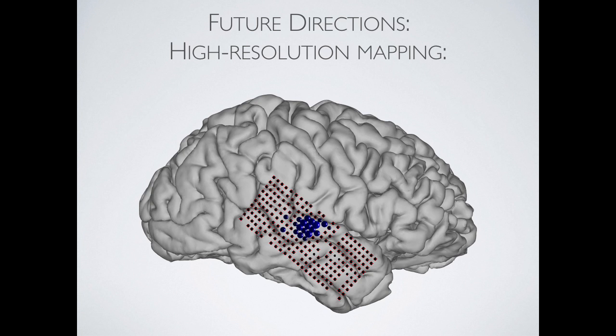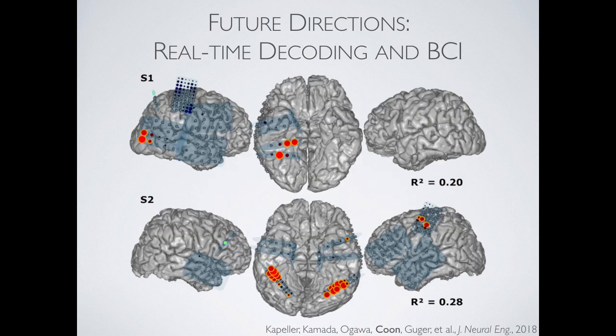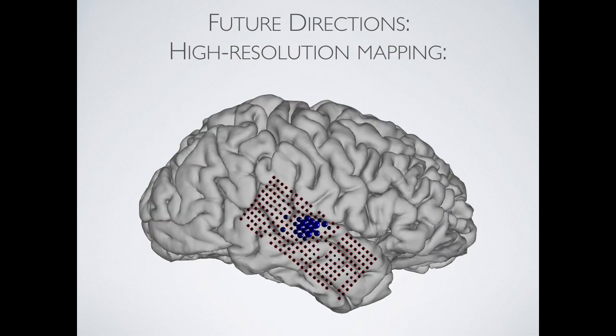This is something that we've just been working with recently, high density grids, 256 channels, and it allows us to start to dissociate even different parts of your receptive language areas in ways that we haven't been able to do before. And there's some evidence that this can be done in an anesthetized brain as well.